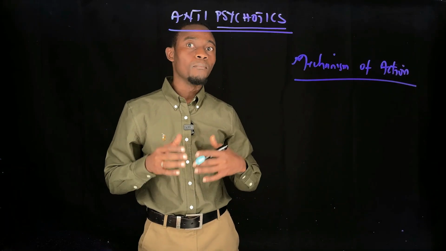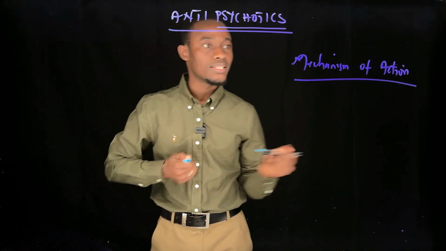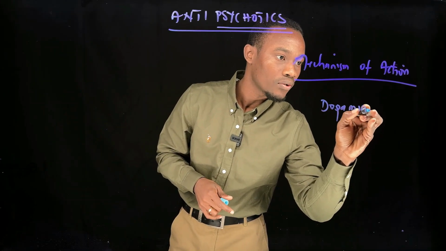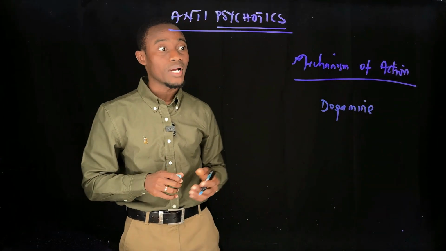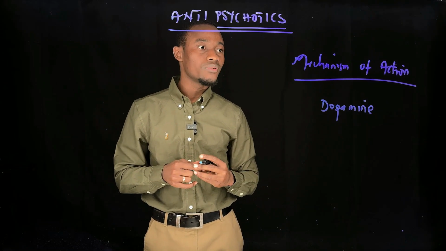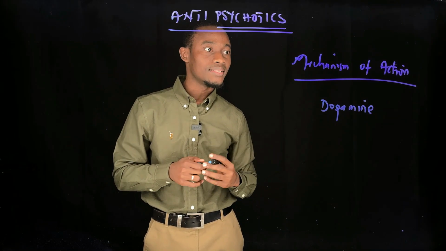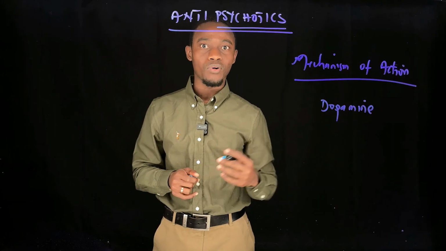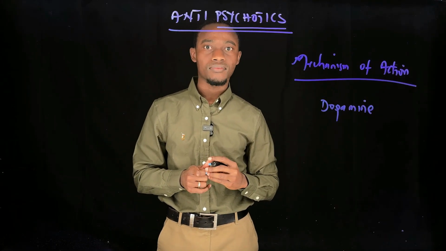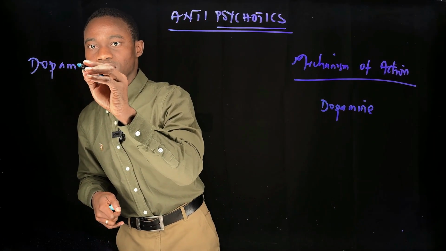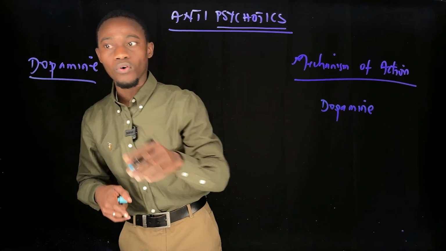Antipsychotics work by blocking the effect of the neurotransmitter dopamine. Now, before you understand how antipsychotics achieve their therapeutic effect by blocking dopamine, you need to understand what dopamine is. So I'm going to spend the next 1 to 2 minutes explaining dopamine, and then I'm going to link it back to the mechanism of action of antipsychotics.